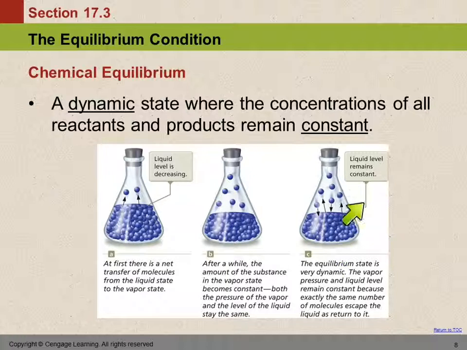So at equilibrium, what we have is a balance between the process of evaporation and the process of condensation. And so the number of particles in the gas state is the same. And the level of the liquid is the same. But the particles are constantly changing.